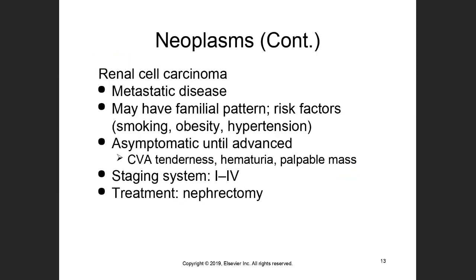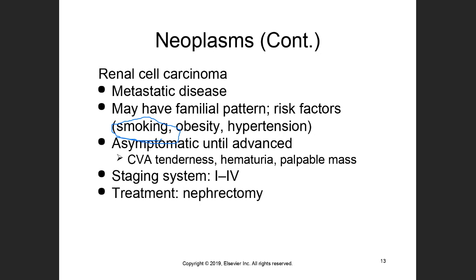Renal cell carcinoma. This one is malignant of the kidney. May have family patterns. That's why you always have to ask for family history when you have a patient. One of the most common risk factors is smoking. Also obesity, hypertension, asymptomatic until advanced.